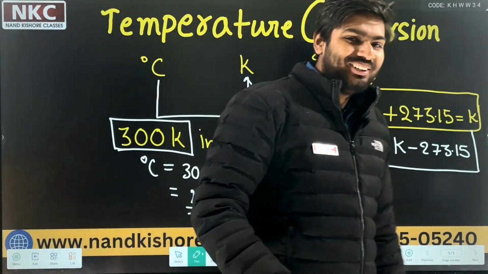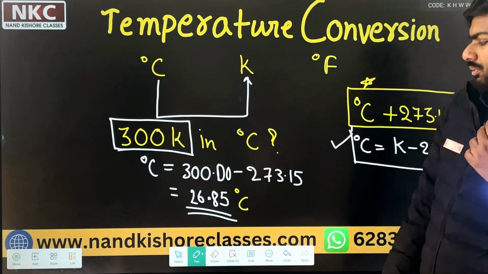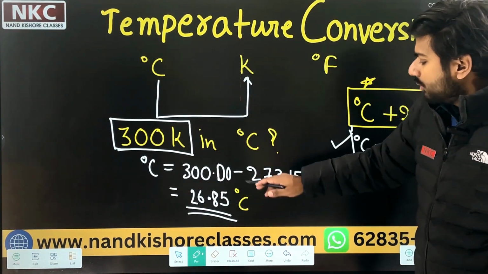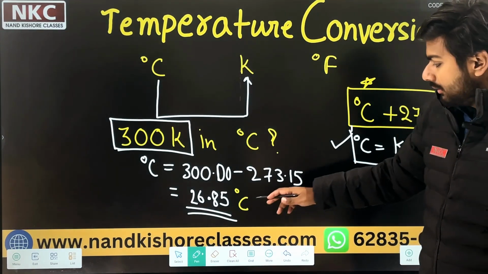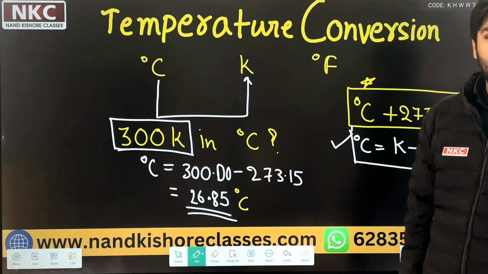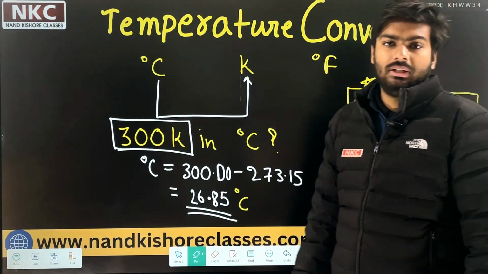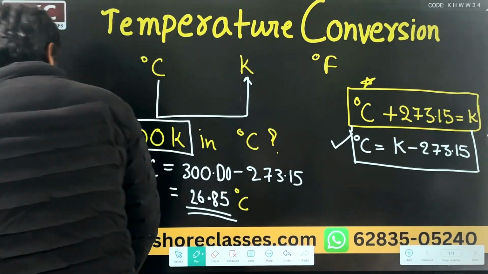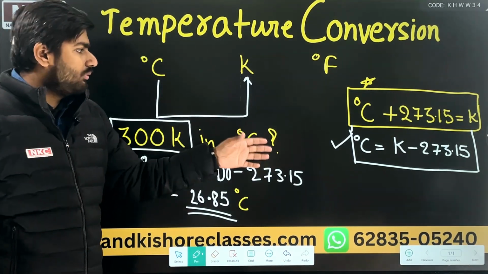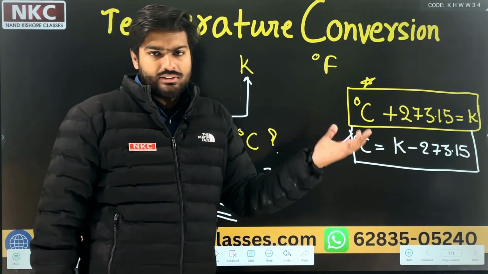You can also verify it by calculating on the calculator. If you don't know the systematic method, you can cross-verify from the calculator, but always try to solve it like this, and place the unit after converting using the formula. If you do not put the unit, then you will not get full marks. So this is the formula for converting degree Celsius into Kelvin or Kelvin into degree Celsius.